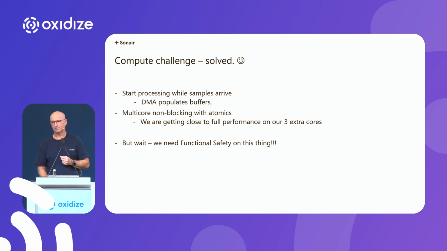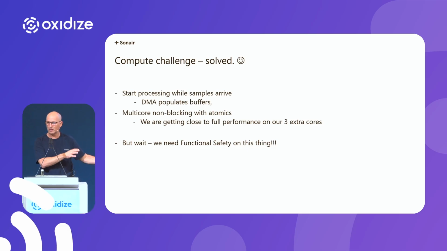But wait. We need functional safety on this thing, because this 3D problem that we're solving is also solved with cameras, right? Cameras and AI also do a really great job on object detection in 3D. They don't have our field of view, but it's impressive what they can do with cameras and AI. So getting the safety on this is critical.